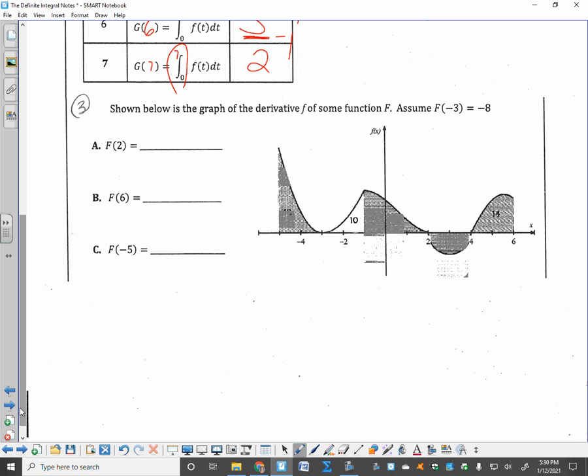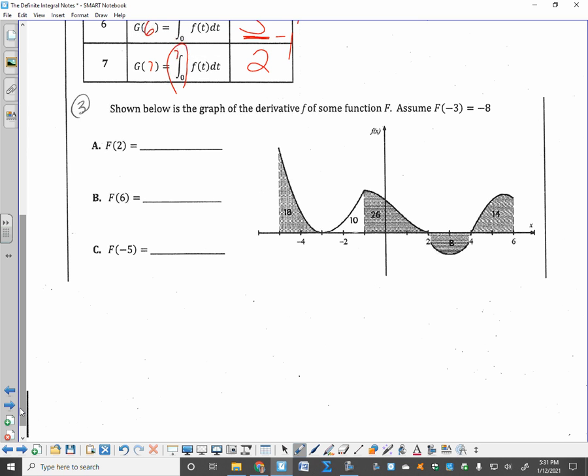Shown below is the graph of the derivative f for some function, capital F. Assume that f of negative 3 equals negative 8. Shown below is the graph of the derivative of f. The graph of the derivative f for some function, capital F. Assume that f of negative 3 equals negative 8.